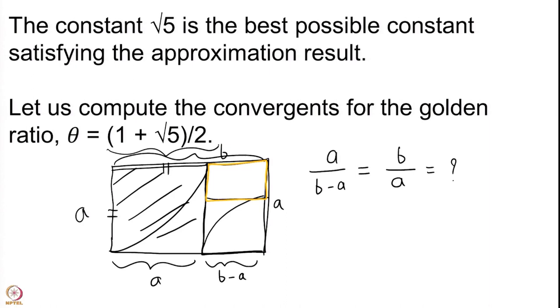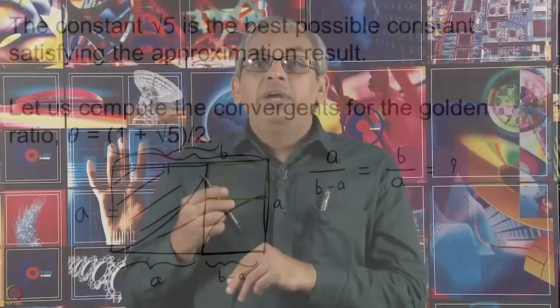It is very useful in many geometric configurations. In fact, there are these geometric polyhedra, the regular solids, and in their construction also this golden ratio is very useful. You should perhaps search on the internet for more material on this. We are not going to spend more time on this information about golden ratio, but we will now compute the continued fraction expansion for our theta, which is 1 plus root 5 by 2.